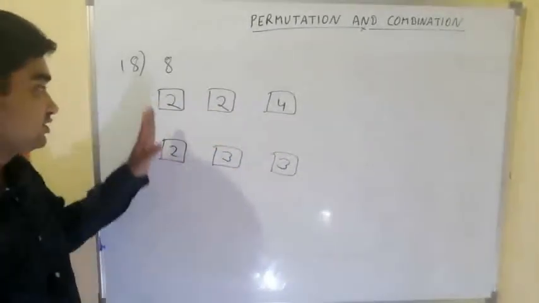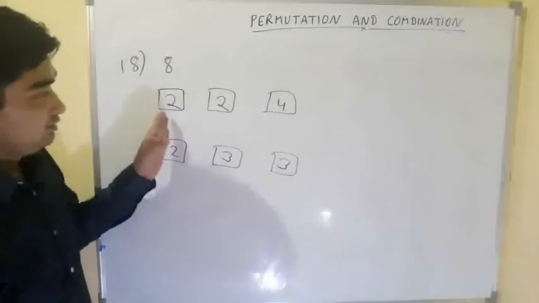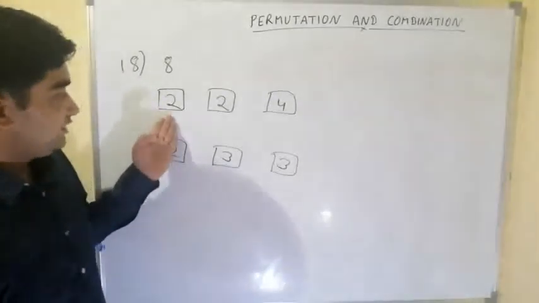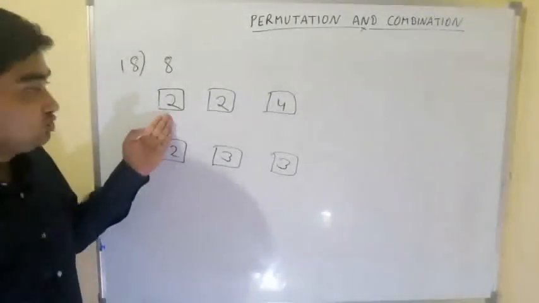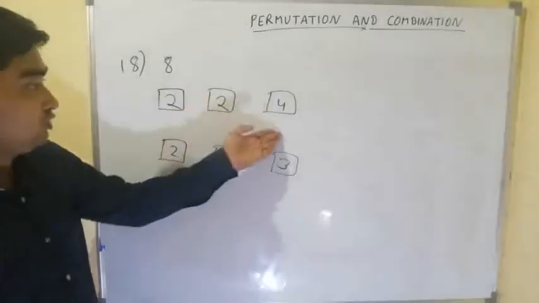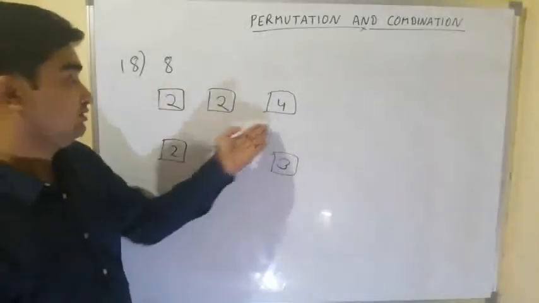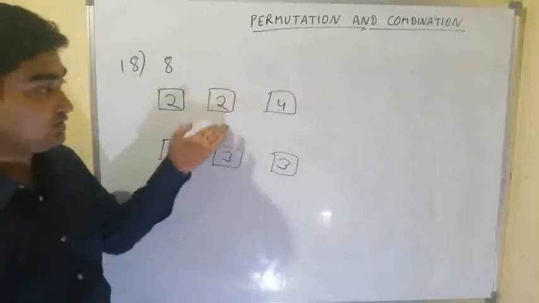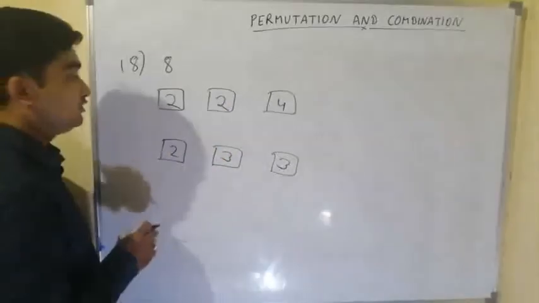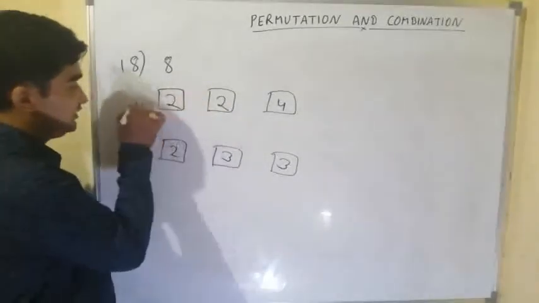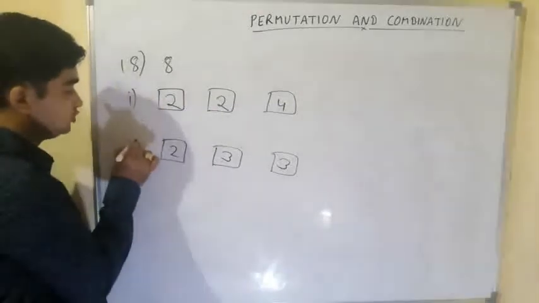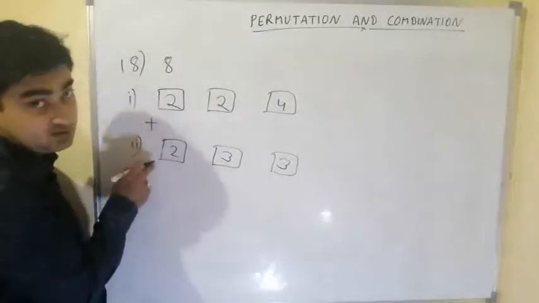There is no other choice, because if we give 1 to any, that is not allowed. We have to give at least 2 to each student. So 2, 3, 3 or 2, 2, 4. These are the 2 choices. So first we will find the number of ways. It is choice number 1, it is choice number 2. So this plus this.